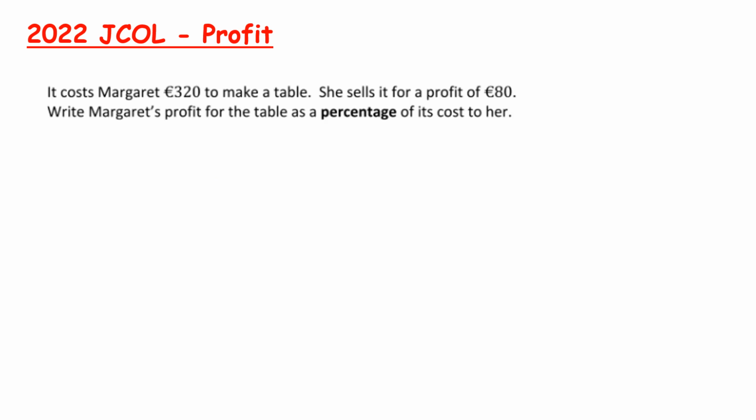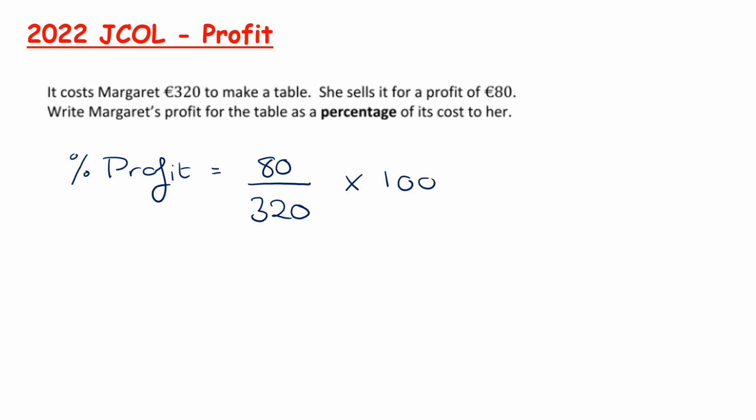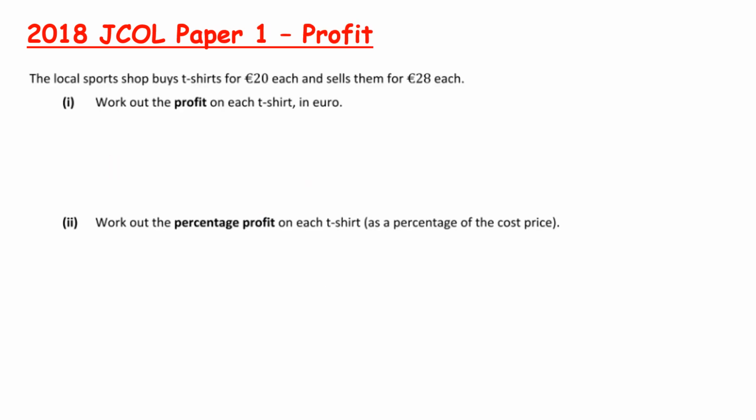So it costs Margaret €320 to make a table. She sells it for a profit of €80. What is Margaret's profit for the table as a percentage of its cost to her? So this is basically percentage profit. Percentage profit is the profit, which is going to be €80, they told us that, over the cost, which is 320, and then to make it a percentage, we multiply it by 100, and that gives us 25%.